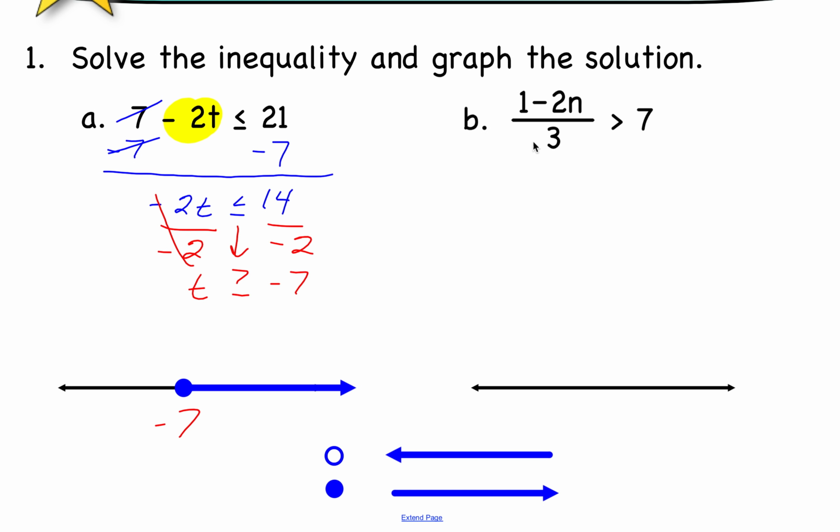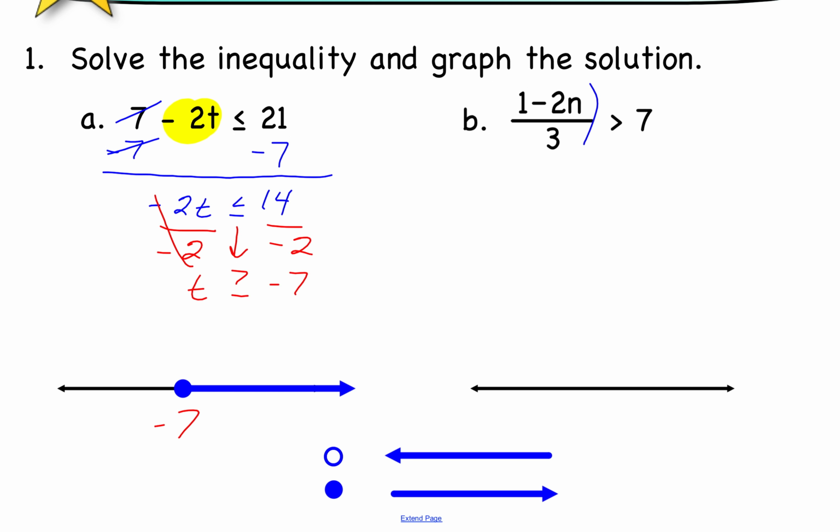Letter B now. We have two operations. 1 minus 2n, all divided by 3. So the first thing we need to do is get rid of this division by 3. So I'm going to multiply both sides by 3 to get rid of the 3. On the right, I will also multiply by 3. When I do that on the left, these cancel, and I am left with 1 minus 2n is greater than 21.